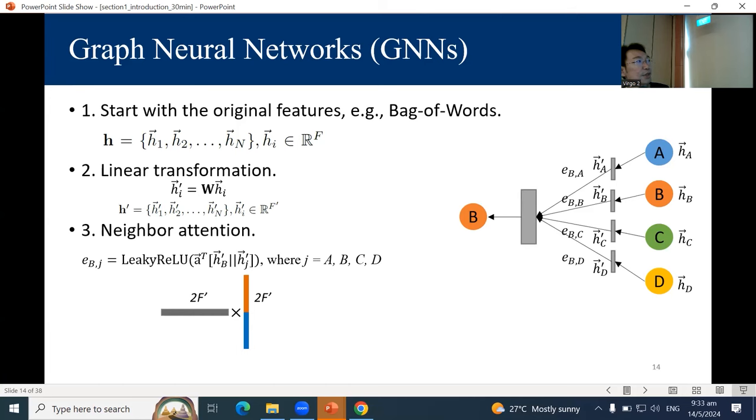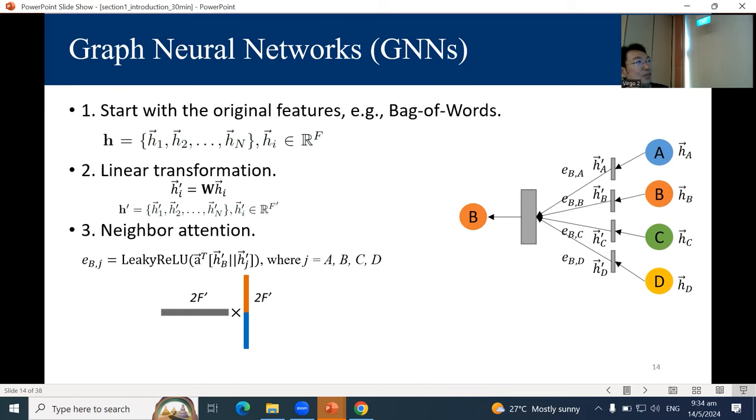So just take a look at the representation that we get from a node, let's say B and J. We want to know how much attention J is going to give to B. In a sense, we are trying to see the affinity between any two nodes. So in this case, how is B related to A? How is B related to B? How is B related to C? How is B related to D?